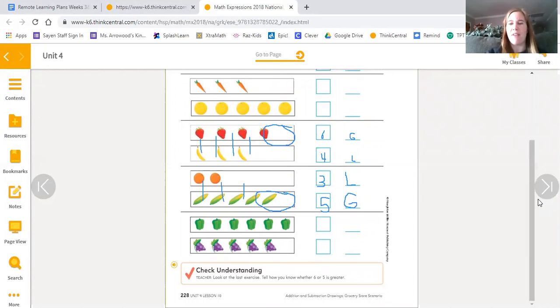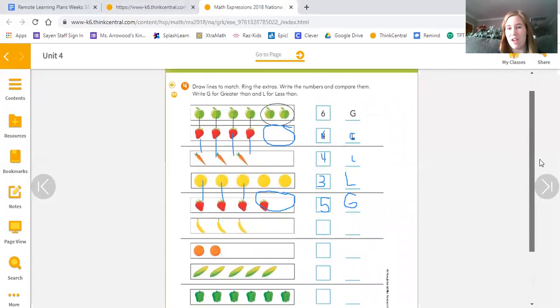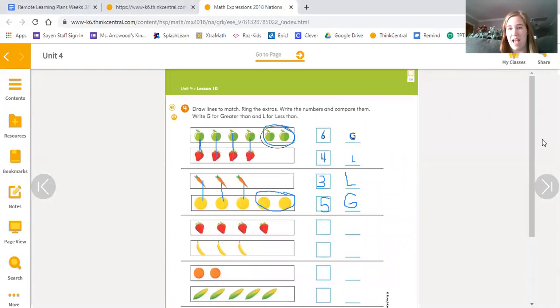And don't worry about the check the understanding. If you want to tell mom and dad, you can. And today's check your understanding is, look at the last exercise, which is this one. Tell how you know whether 6 or 5 is greater. So just like we talked about greater and less, see if you can tell someone at home, how did you know which one was greater and which one was less?